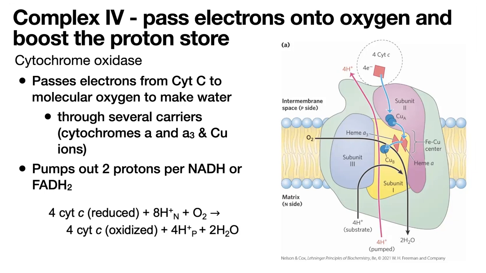How this transfer happens is through several carriers. These include cytochromes A and A3, as well as copper ions. So you've got iron and copper working together. Complicated transfers, but ultimately it's basically the same story over and over. We're passing electrons from something with a lower reduction potential to something with a higher reduction potential, generating energy, and using that energy in this case to pump out protons and boost that proton gradient.